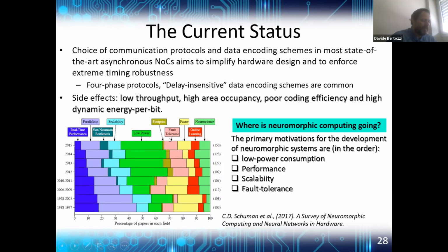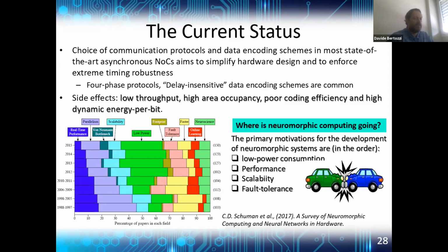So we have clearly a problem here, because the features of current mainstream asynchronous NoCs are at odds with the growing requirements of neuromorphic computing. Neuromorphic computing is asking for low power, high performance, scalability, fault tolerance, while asynchronous NoCs are typically designed for high robustness, and this comes with an overhead exactly in these fields that are the target for neuromorphic computing. So we have a tension here, and I predict some evolution of the field in order to solve this tension in the near future.